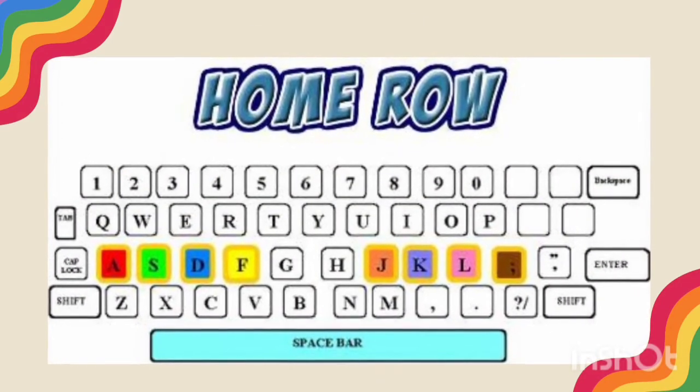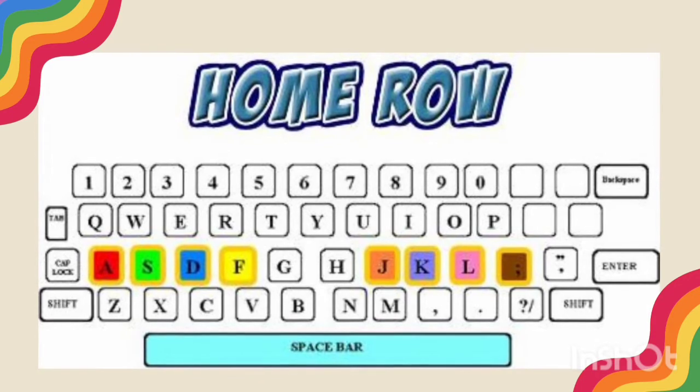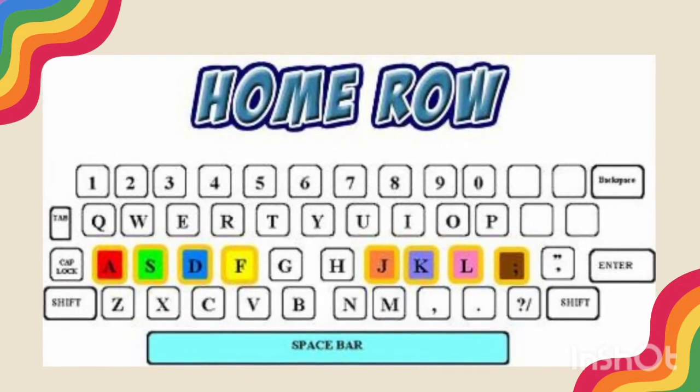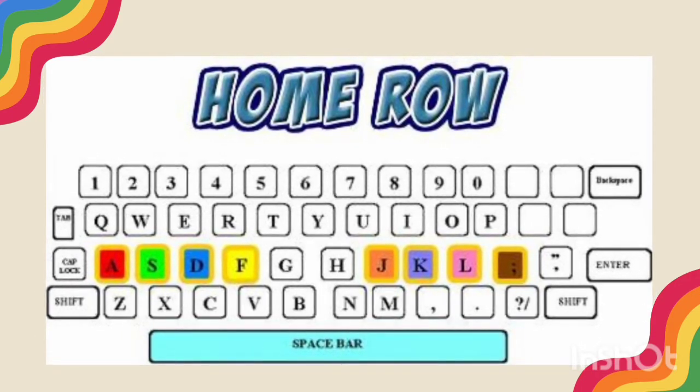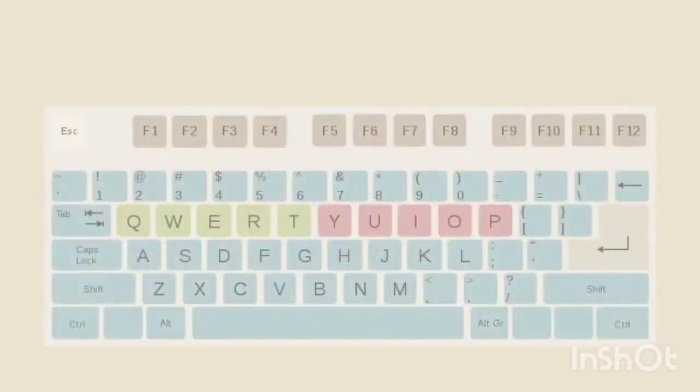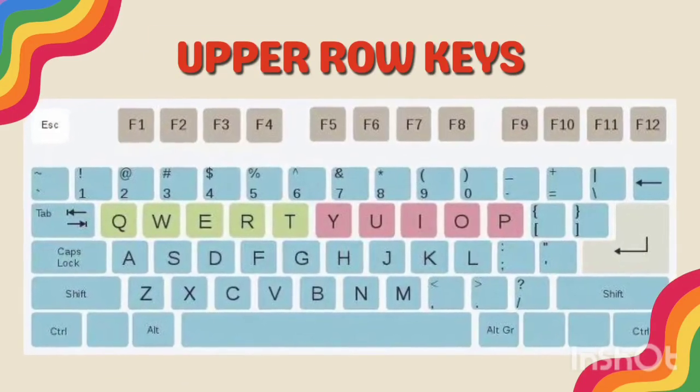The home row keys are where you place your fingers when you want to start typing, and the home row keys are A, S, D, F, G, H, J, K, L. So these are the home row keys where you place your fingers if you want to start typing on the keyboard. Then go to the next, which is the upper row keys.